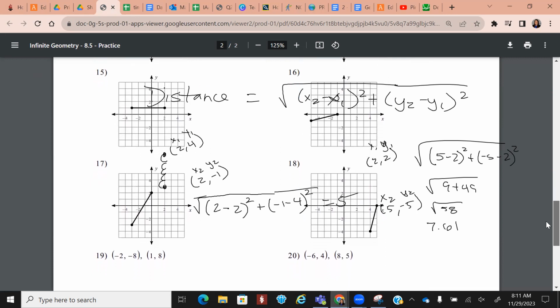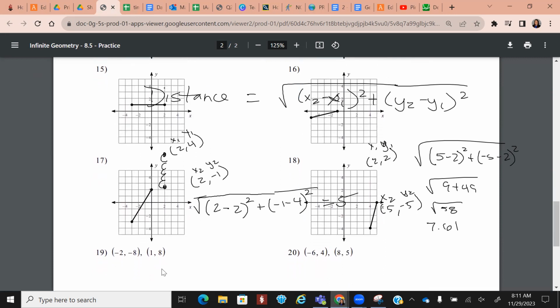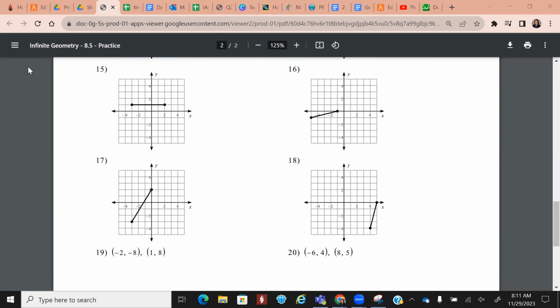Can you take a moment and try 15, 17, and 19? So you're doing these 3 problems. Okay, and then we're going to check our work.